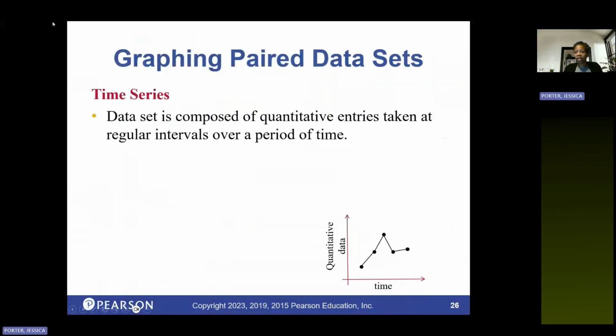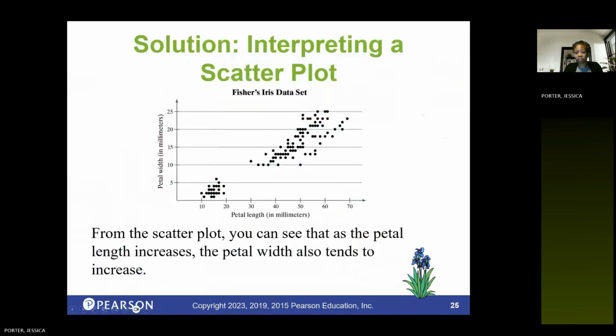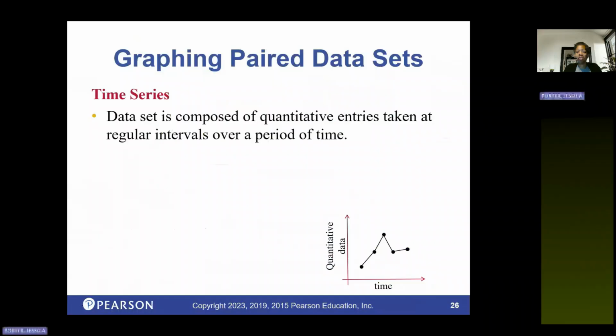Next graph. Any questions on scatter plots? Again, we will get into more of the scatter plots next week. But at least you know how to construct one.